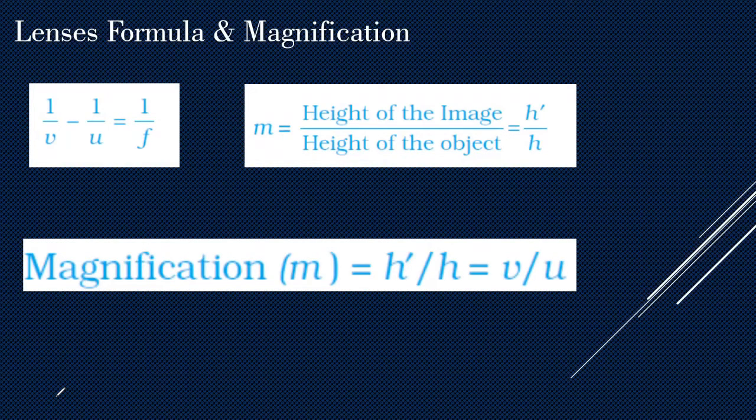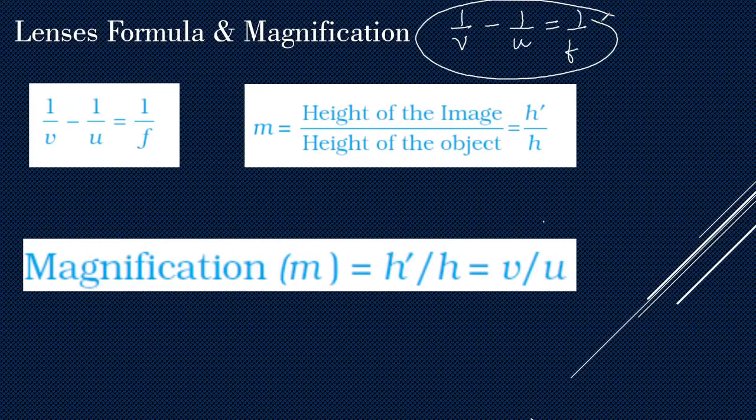As we had the mirror formula, what was the mirror formula? The mirror formula gave us the relationship between u, v, and f. What is u? u is object distance, v is image distance, and f is focal length. Similarly, in case of lenses also, we have object distance, image distance, and the focal length of the lens, right? So the lens formula again gives us a relationship between all these three. The lens formula is 1 upon v minus 1 upon u is equal to 1 upon f.